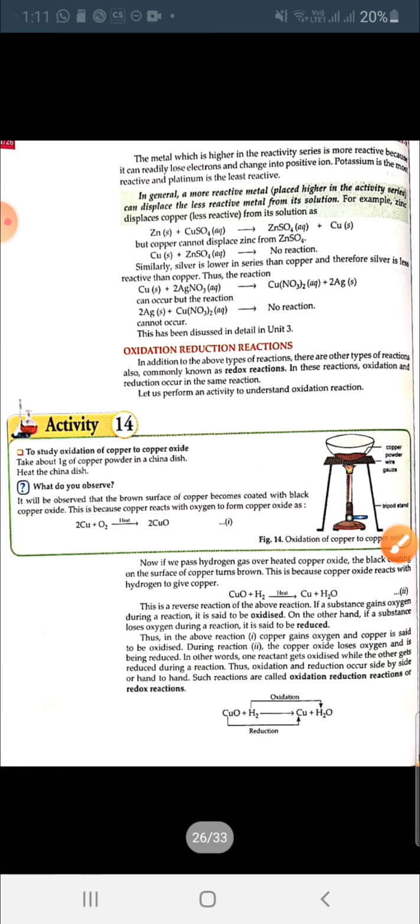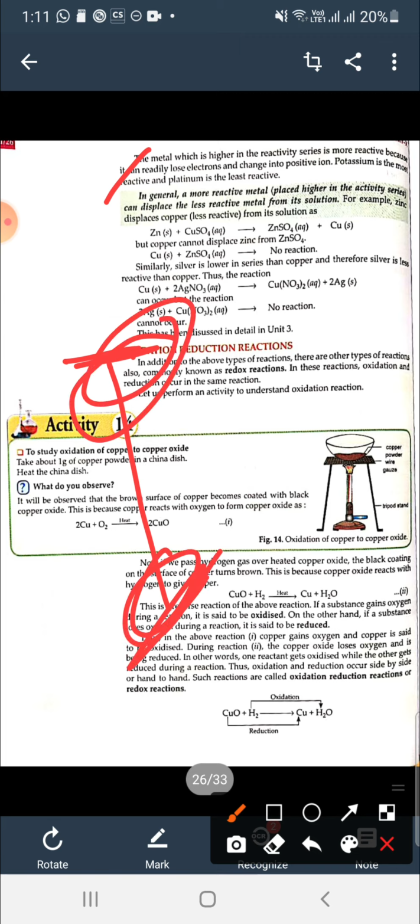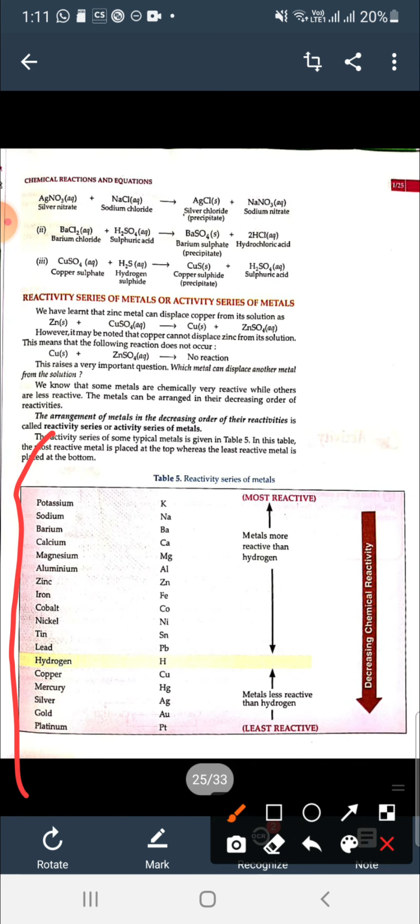On the next page you can see that in the reactivity series, highly reactive metals are placed on the upper side, and less reactive metals are on the lower side. So this is in accordance with the activity series, and you have to learn this activity series. There is a rhyme for learning it. You can make your own rhyme.